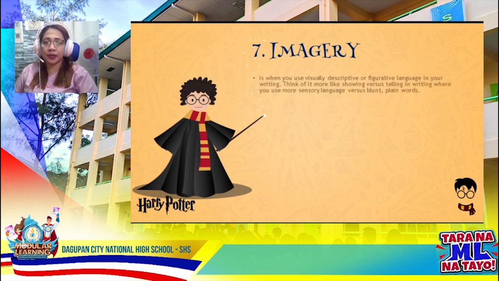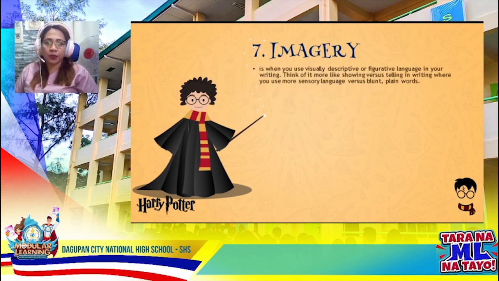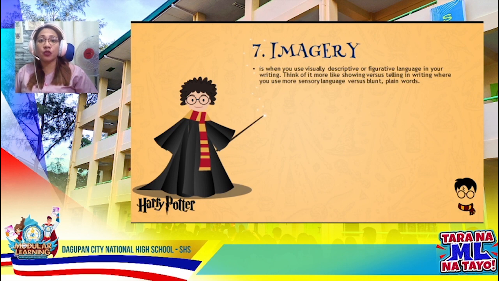Next we have imagery. When we say imagery, it is when you use visually descriptive or figurative language in your writing. Think of it more like showing versus telling in writing, where you use more sensory language versus blunt, plain words. When you use imagery, the writer is trying to paint a picture, a vivid picture of the scenario in the reader's mind using words.